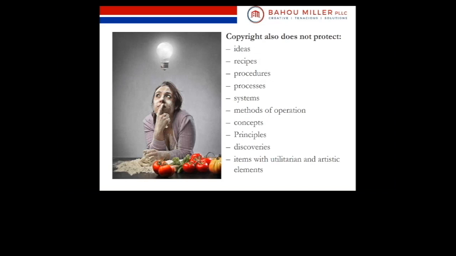Copyright also does not protect ideas. And so if I come up with the idea of a balloon carrying the man with the elephant, the idea itself is not protectable. However, if I drew it out, or I used a computer to draw it, or I took a picture and photoshopped that together, that would be protectable. Recipes, procedures, systems, principles, discoveries, those basic utilitarian artistic elements are not in and of themselves subject to copyright protection. So if I came up with the idea of gravity, gravity is not something that can be copyrighted.